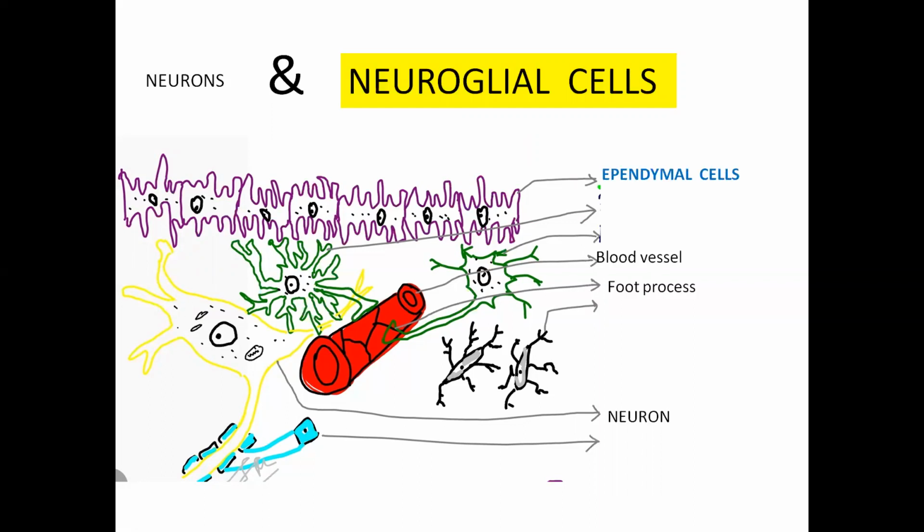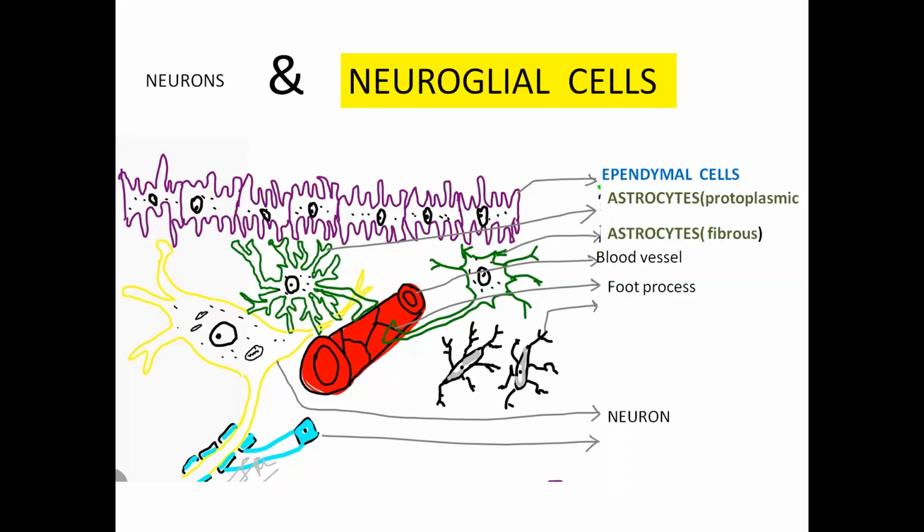The ependymal cells, they are seen to line the ventricles of the brain. You know the ventricles are filled with cerebrospinal fluid. The specialized ependymal cells secrete CSF.